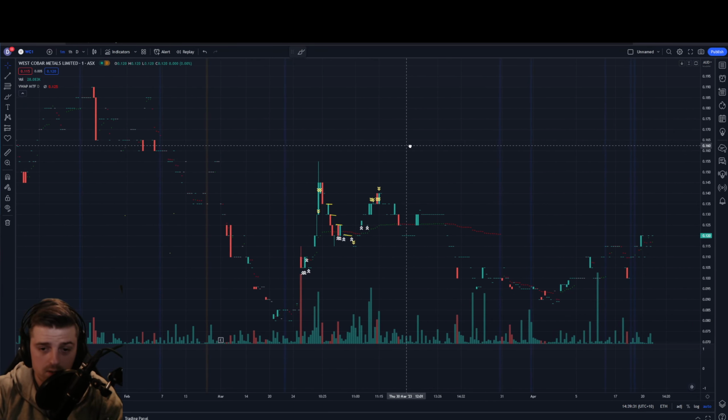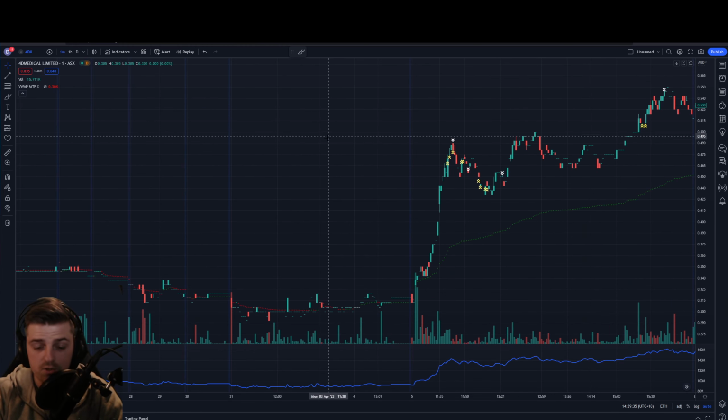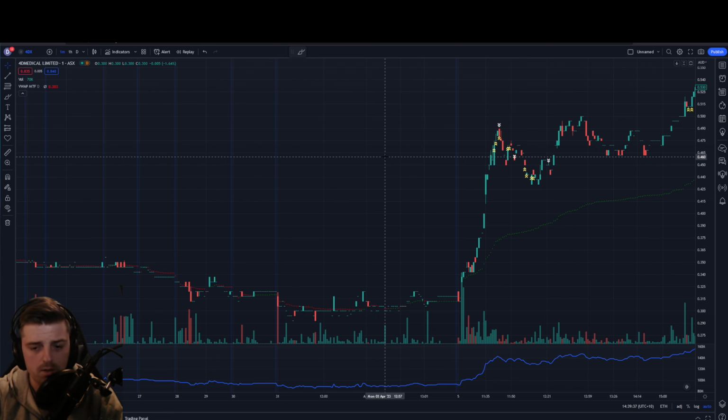So that's it for WC1. The stock just dies like all the other speckies do. The next trade was 4DX. This one I got on really late. I was trading this on my main account.